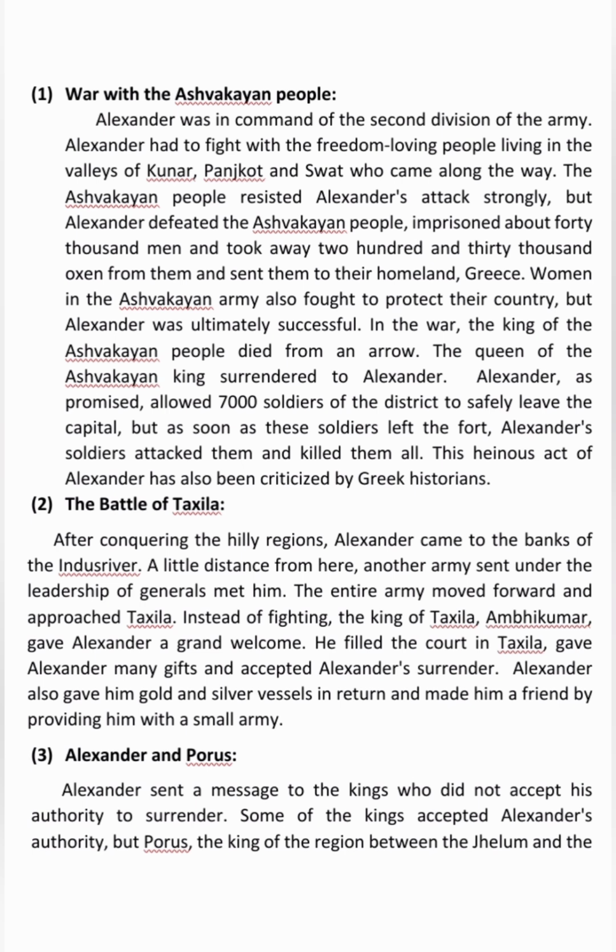230,000 oxen from them and sent them to their homeland Greece. Women in the Aswakhian army also fought to protect their country, but Alexander was ultimately successful in the war. The king of the Aswakhian people died from an arrow. The queen of the Aswakhian king surrendered to Alexander.